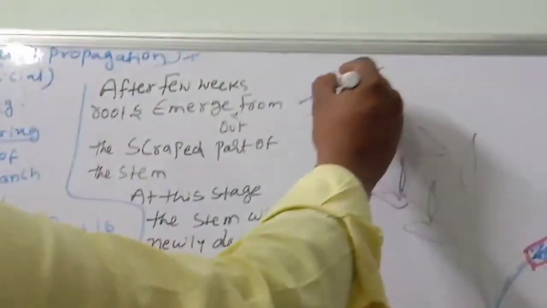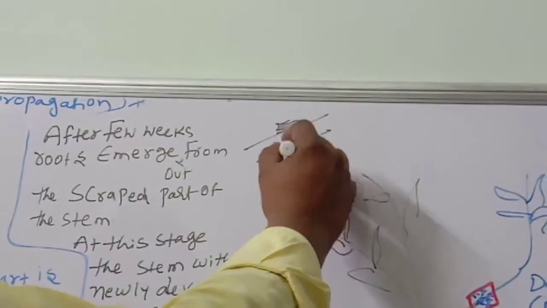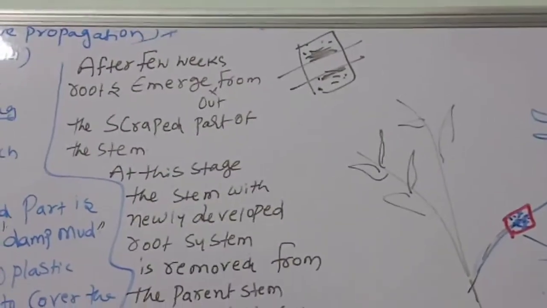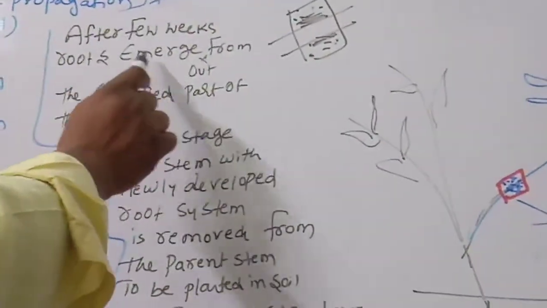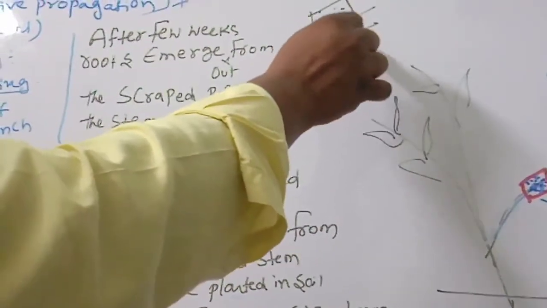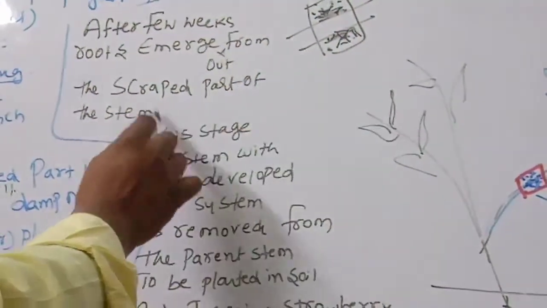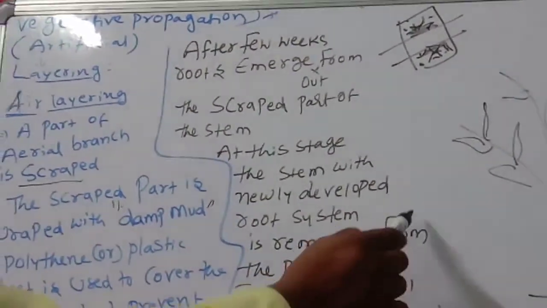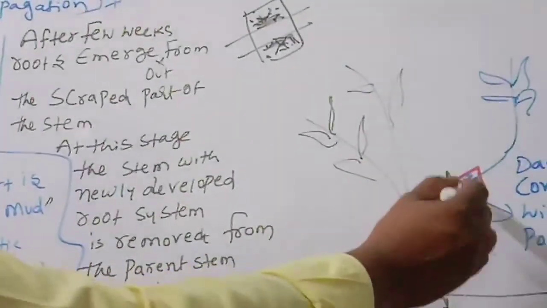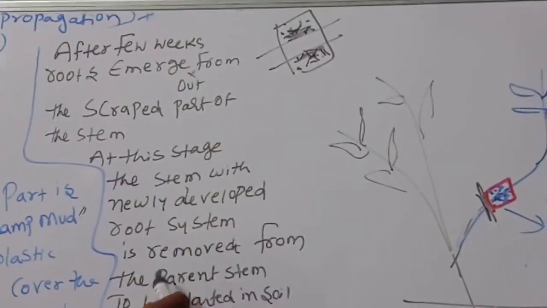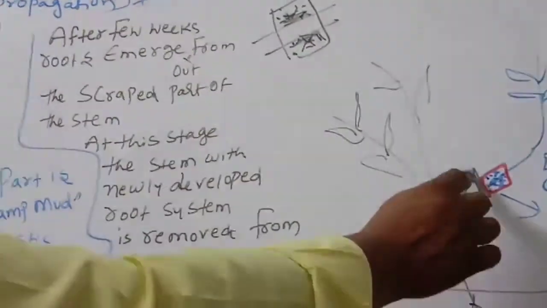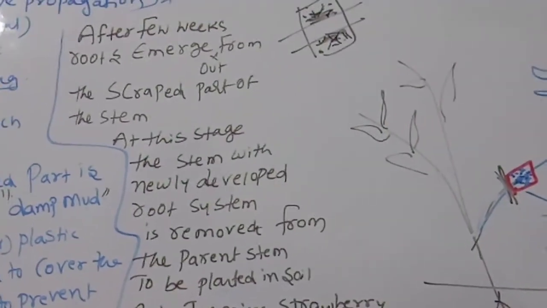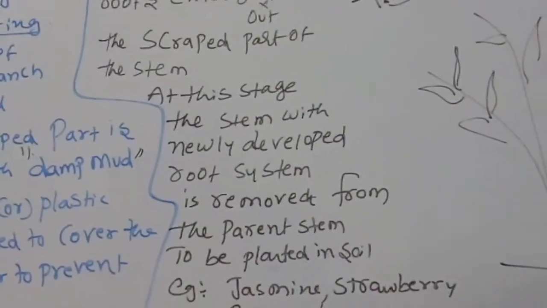So like this, first what are we doing? Scrapping. Then we are covering the stem with mud. After a few weeks, roots emerge out from the scrapped part of the stem. At this stage, the stem with the newly developed root system is removed from the parent stem to be planted in soil. Again it will become a new plant.